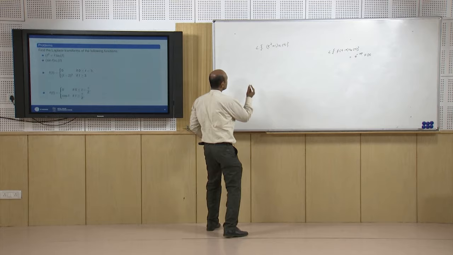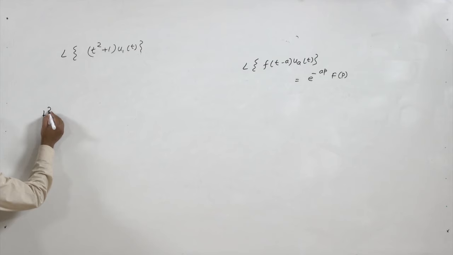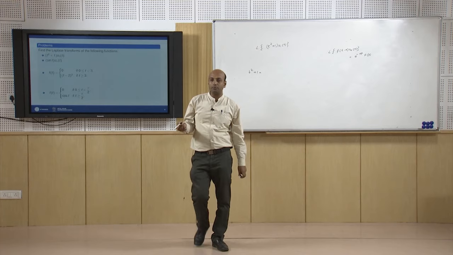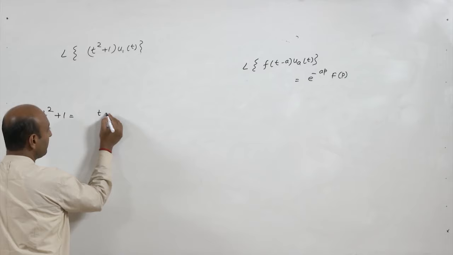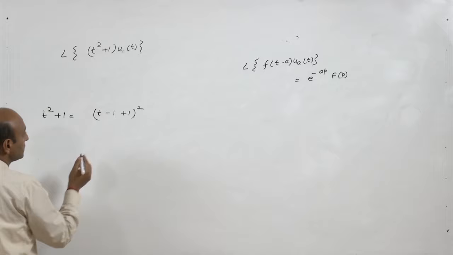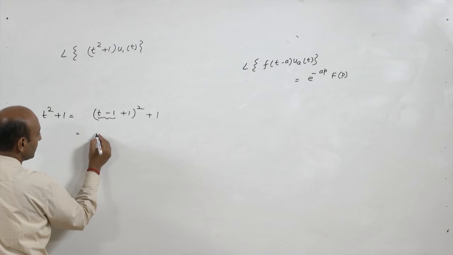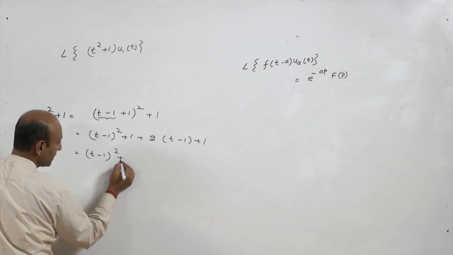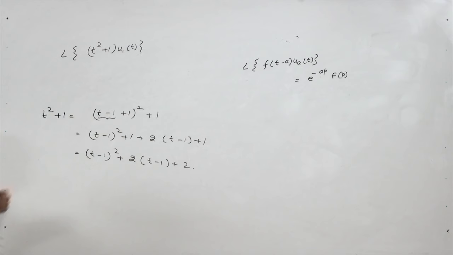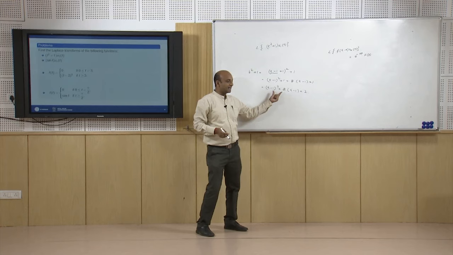So, t square plus 1 we have to express in the powers of t minus 1. It is a quadratic expression, so we can write it like this: t minus 1 plus 1 whole square, and plus 1, this you can take as one function. So, it is a square plus b square plus 2ab plus 1, and it is t minus 1 whole square plus 2 into t minus 1 plus 2. So, this expression can be written as this in the powers of t minus 1.